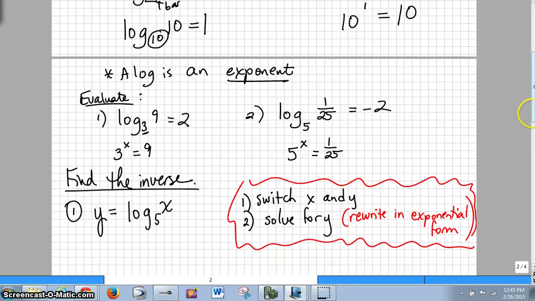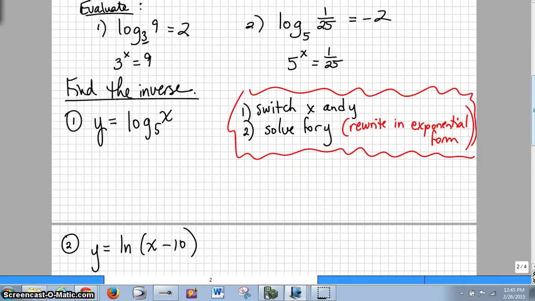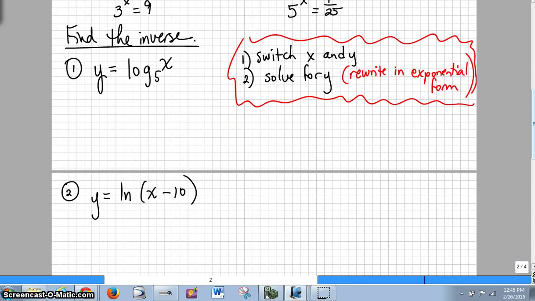Okay? Another thing we can do is we can find the inverse of a logarithmic function. Notice it's a function because it's got 2 variables where y depends on x. Also, it's got a logarithm in it, so it's a logarithmic function. So how do we find the inverse of any function? We switch the x and the y, and we solve for y. And notice I have over to the right, in order to solve for y, we're going to need to rewrite it in exponential form, just like we just did. So the first thing we're going to do is we're going to switch the x and the y, because that is the definition of inverse function. And then lastly, we're going to solve for y by rewriting the function in exponential form.